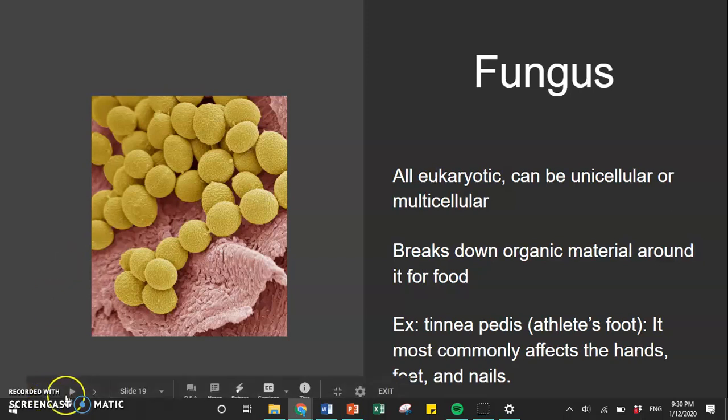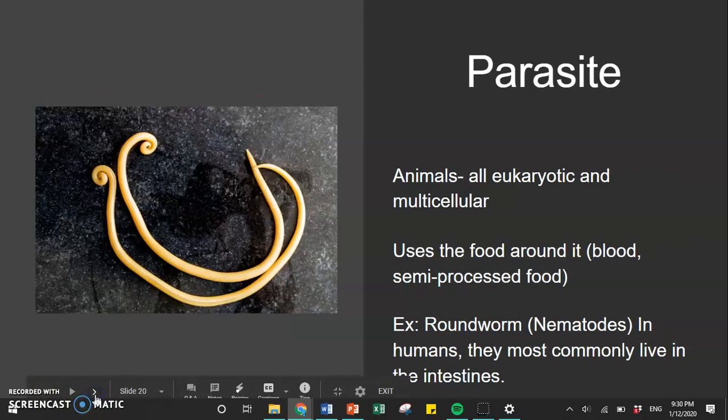And our next pathogen is a parasite. A parasite can mean a lot of things. In this context, we mean animal parasites. So they're all animals, and since they're animals, they're both eukaryotic and multicellular, the same as a rhino would be, for instance. A parasite like this is a roundworm. I know it's a little gross, but they're nematodes, and they most commonly live in the intestines in humans.